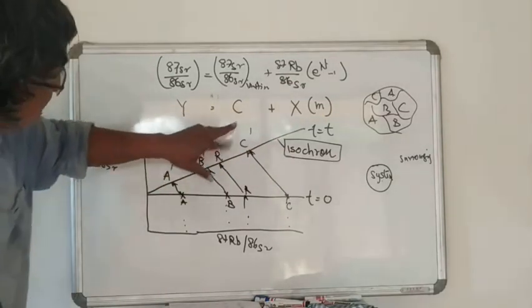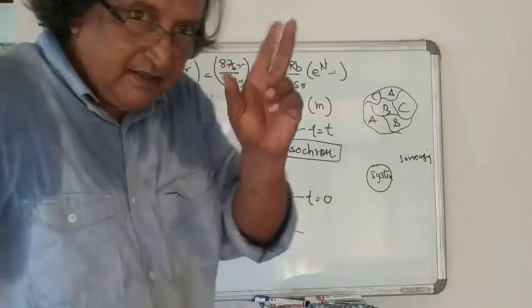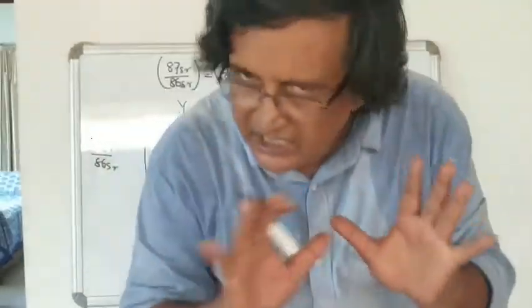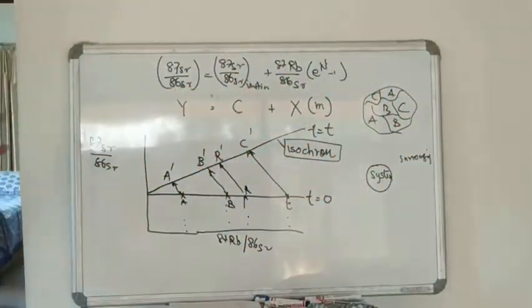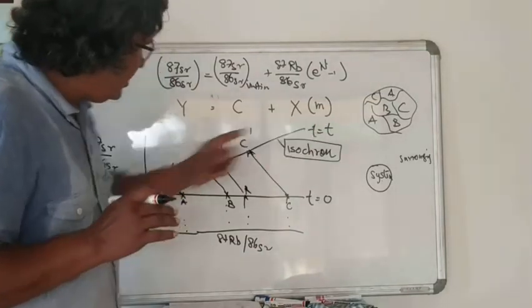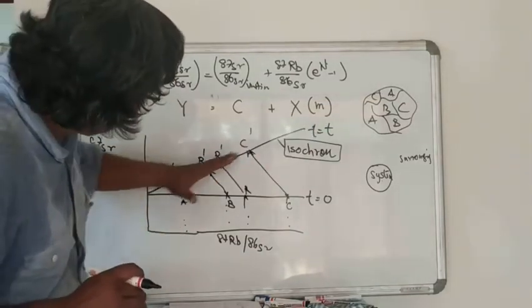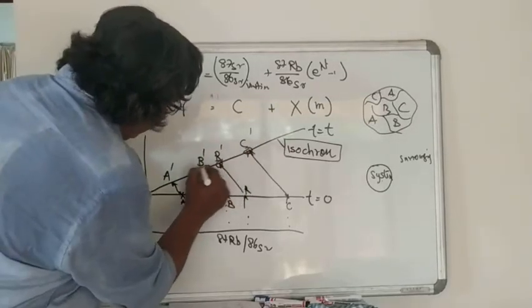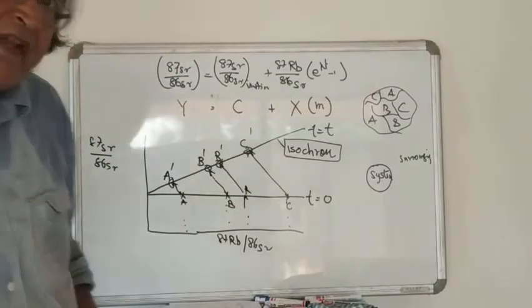If you see that the points are scattered, then you know that your system did not behave as a very good closed system. Have you understood? So at time t equal to t, all the points should lie on the same straight line if the system had behaved as a closed system.